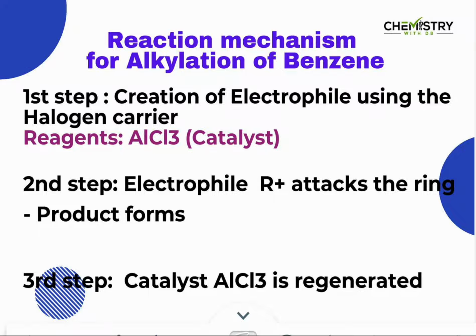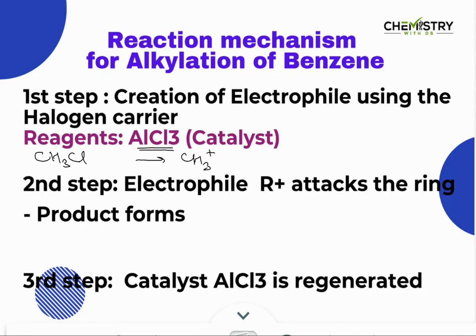Now the reaction mechanism, let's look into alkylation. So in alkylation, as I have told you, we would use the halogen carrier which is AlCl₃, and the reagent that we are going to use would be CH3Cl. Let's say if you want to make methyl benzene, then CH3Cl is going to react with the AlCl₃, forming the CH3 plus ion. In the second step, the electrophile which is CH3 plus will attack the ring forming methyl benzene. In the third step, the catalyst will be regenerated.